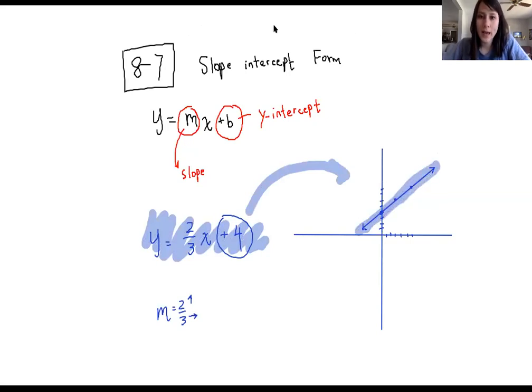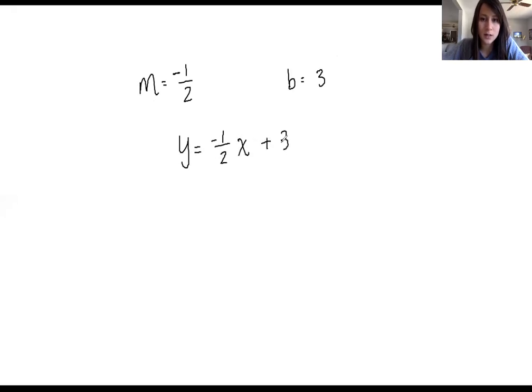So what we're going to look at today is a few things. One of them is that if you were given the slope and you were given the y-intercept, turn this into an equation. So if I said the slope was maybe -1/2, let's do that, and the y-intercept was at 3, then you're going to turn this into an equation by writing it out as y equals -1/2 x plus 3. Okay?